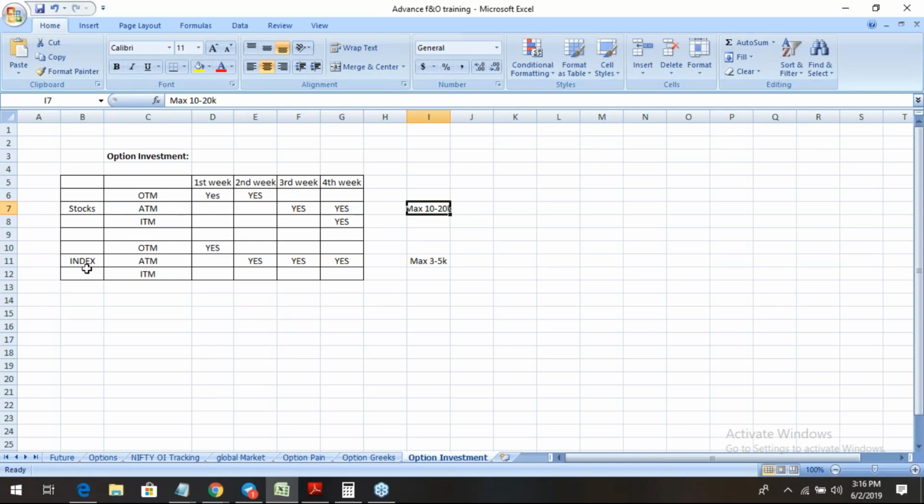Now understood for stock. For index, it's a weekly expiry. You have to buy OTM for the first week. Again, first week means the first 2-3 days, right? Again for the next 2-3 days till expiry. Again the last 3 days you have to buy at the money contract only because we have weekly expiry in index.